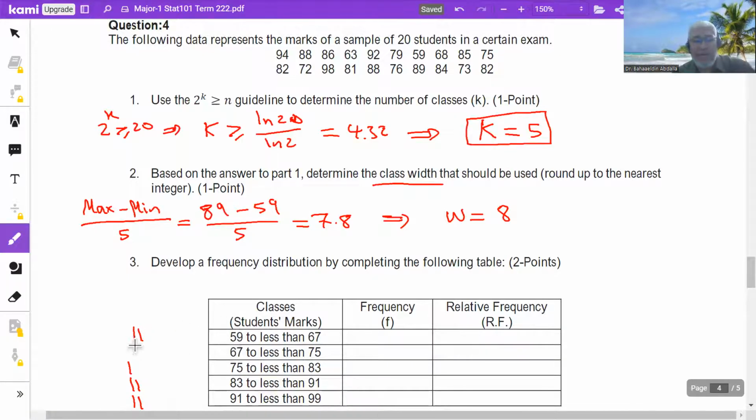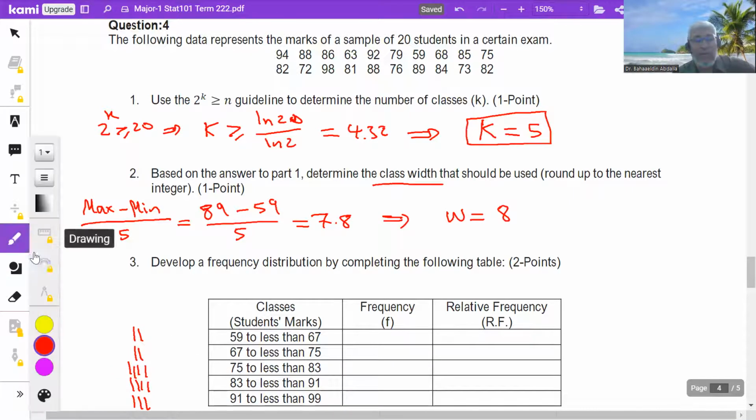68. 68 is in the second one. 85, well, 85 is here. 75 is here. 82 is also here. 72, this is the second line. 72 is here. 98 in the last one. 81 is here. 88 is here. 76 is, and now this is the fifth one. So I don't write it like this. I make it like this. Okay. This is 76.